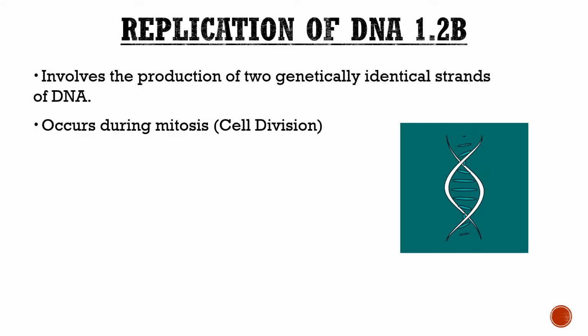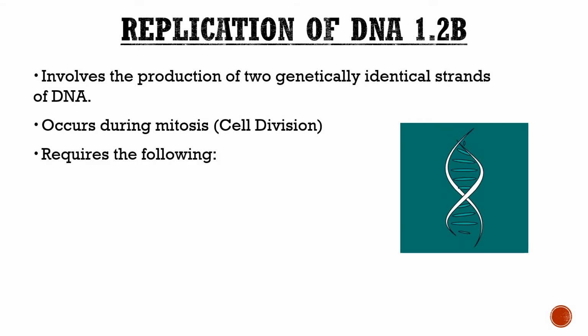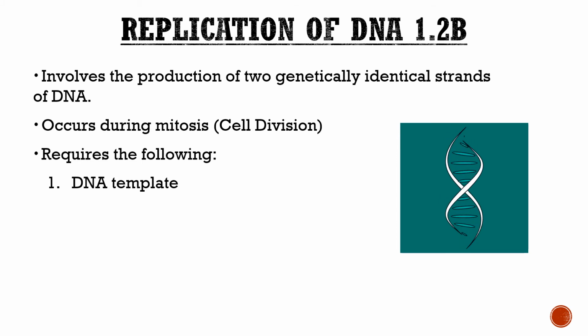DNA replication occurs during mitosis. Okay, so step 1 of cell division: you have to remake the DNA. It requires a few things for it to get going. So we need a DNA template. You can't just replicate DNA out of thin air. We need primers as well.